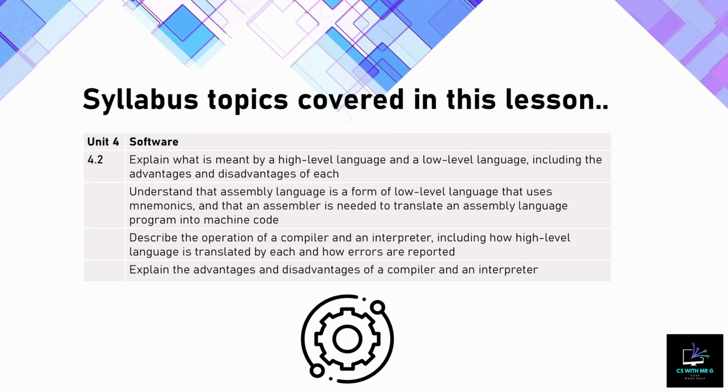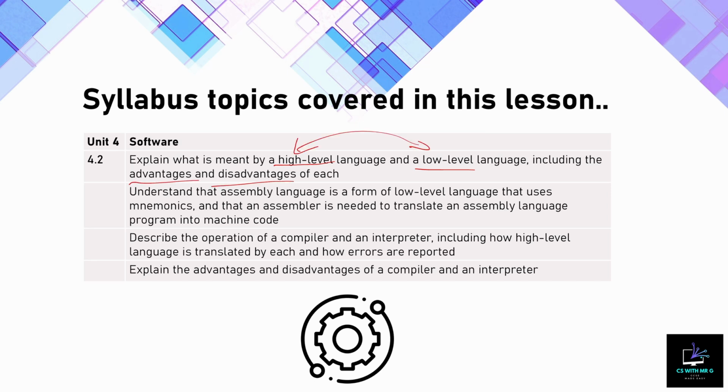In today's lesson, we've got quite a few learning objectives to get through, and we also have some very technical keywords and what could be some new terminology for those who aren't that familiar with different programming languages. But as you can see, first and foremost, we have to explain the difference between a high-level and a low-level language, including the pros and cons of each type.